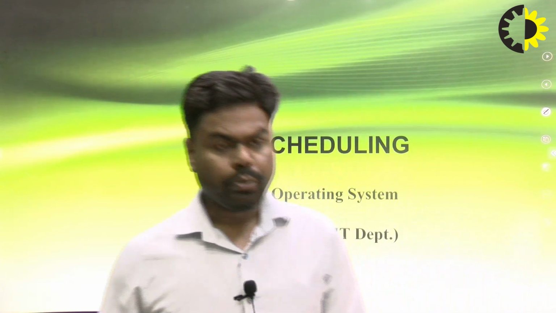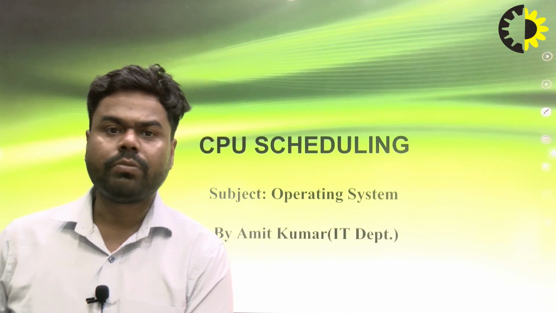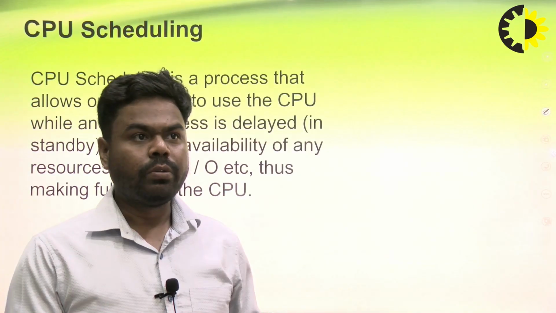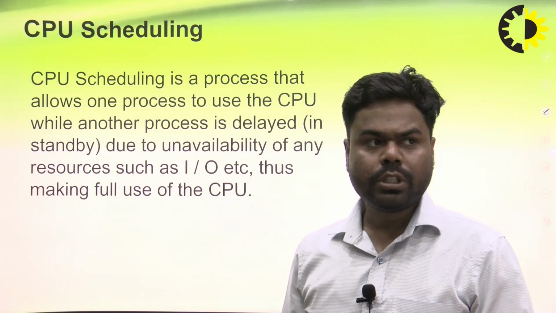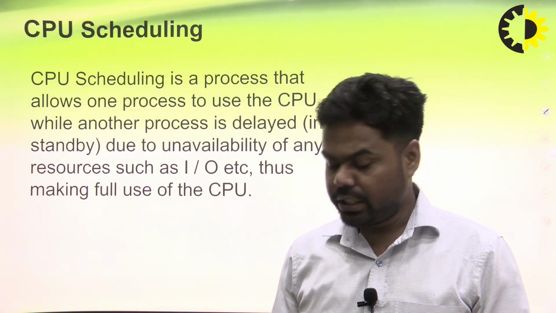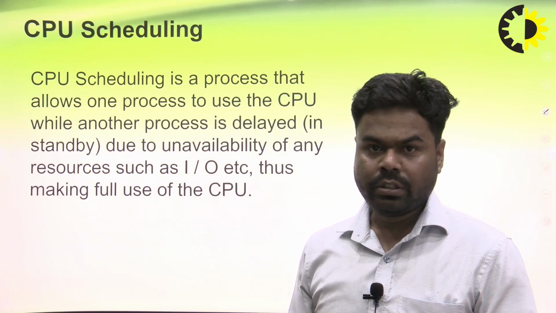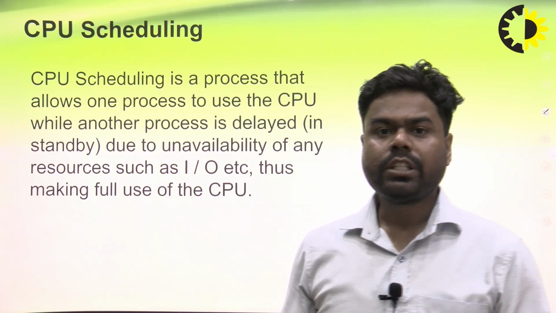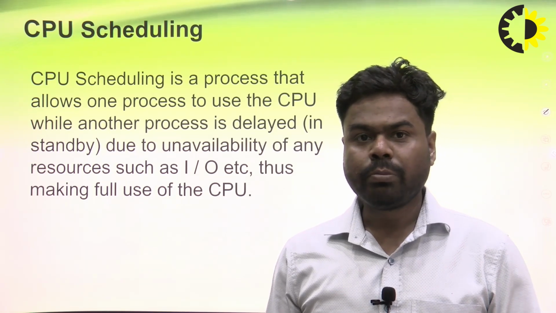So what is CPU scheduling? CPU scheduling is a method in the operating system where the CPU synchronization is done. It is a process that allows one process to use the CPU while another process is delayed in standby due to unavailability of any resources such as input, output, etc., thus making full use of the CPU.